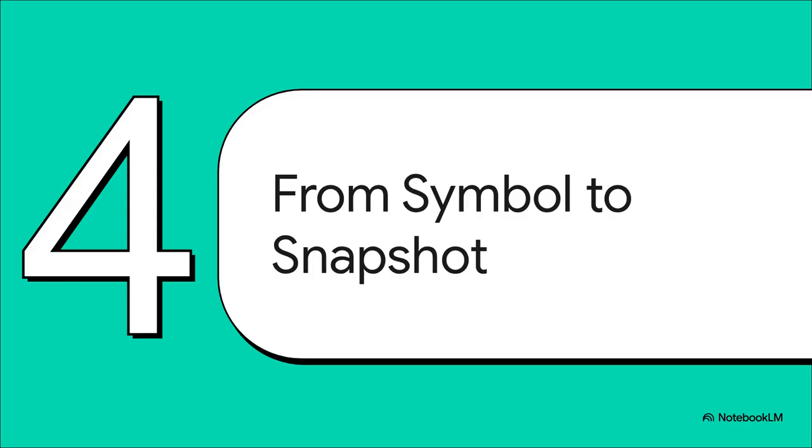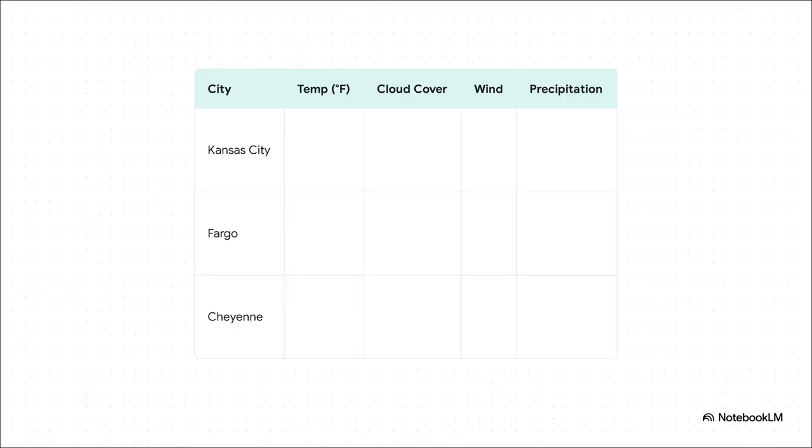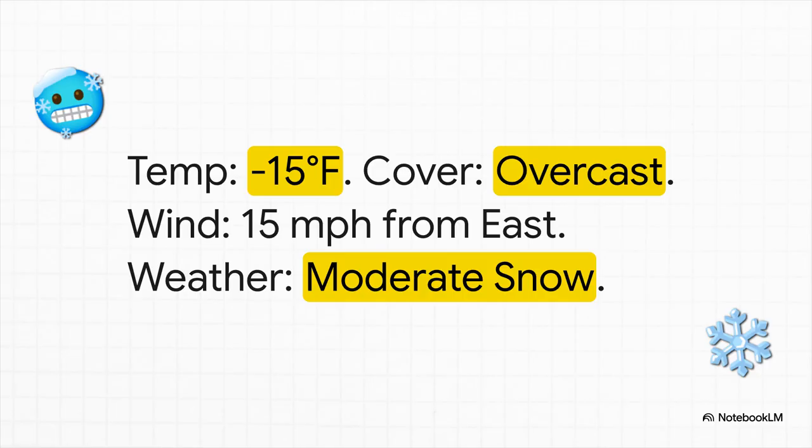Okay, so we've learned the alphabet of weather maps. Now it's time to actually read a few words. Let's put these new skills to the test and decode a real map for ourselves. So here's our mission, should you choose to accept it. We're going to go back to that weather map we saw at the beginning, and we're going to fill in the conditions for Kansas City, Fargo, and Cheyenne. Let's see if we can translate these symbols into plain English. Let's walk through one together.